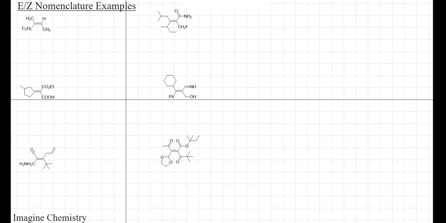So in this lecture we are going to solve some examples related to the E/Z nomenclature. In the previous lecture I discussed the two main types of nomenclature that are associated with geometrical isomerism, that are cis-trans nomenclature and the E/Z nomenclature. So if you want to understand the core concept and how to assign the E/Z nomenclature from the very basic examples, you should watch the previous video.